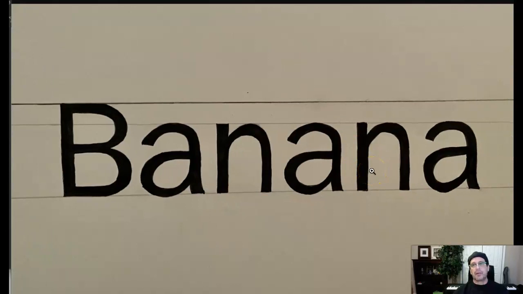Now let's talk about letter spacing. I think what you have here is what I would consider perfectly normal letter spacing. Normal meaning the spacing between each of the letters seems to be very consistent. That's a great place to start. It's a great place to understand why letter spacing is so important.